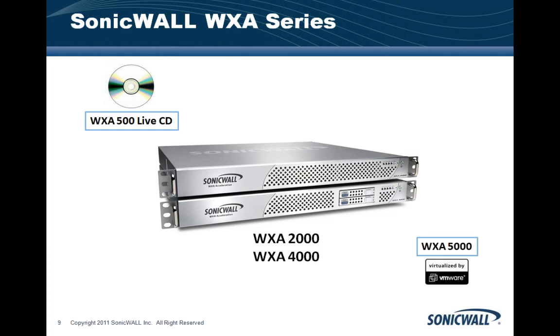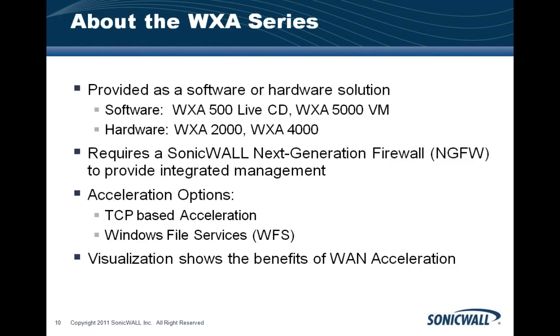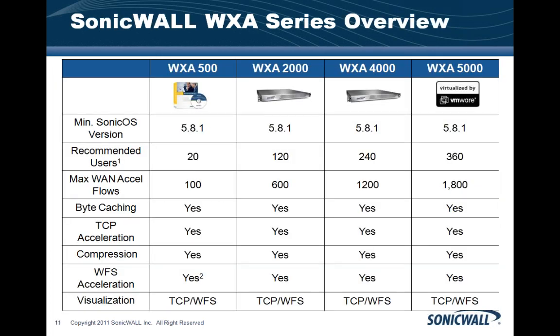One is an ISO image that's bootable from pretty much a low-end PC. The virtual appliance is meant to run in an ESX environment. For those of you that like more of the hardware form factor, we also have the WXA 2000 and 4000, which are physical hardware appliances that you would purchase in that case. The difference between the various platforms is really just scalability, meaning the number of users and the number of connections that the devices can support.